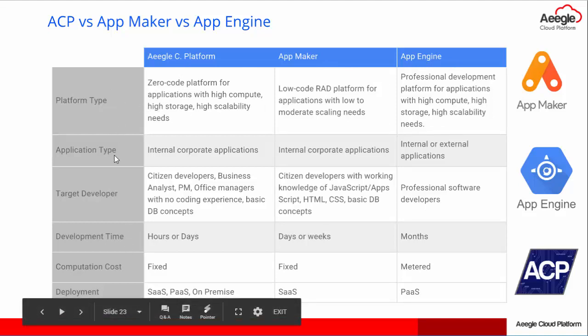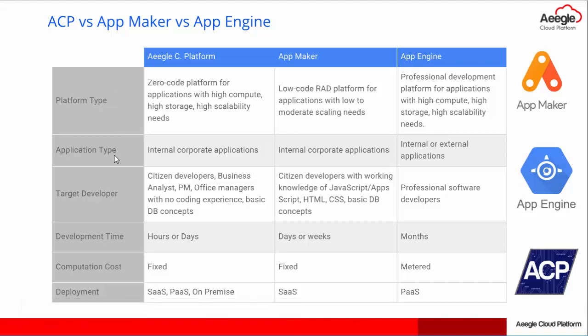The first one is the platform type. ACP is a totally zero code platform for applications with high compute, high storage, and scalability needs. While App Maker is a low code platform for applications with low to moderate scaling needs. And App Engine is for professional developers, no doubts about it. Then the application type: ACP is for internal, App Maker as well, and App Engine internal or external.